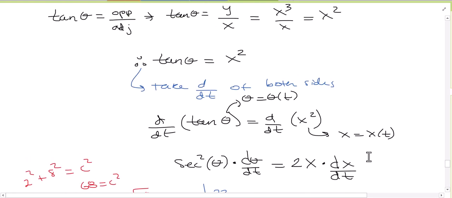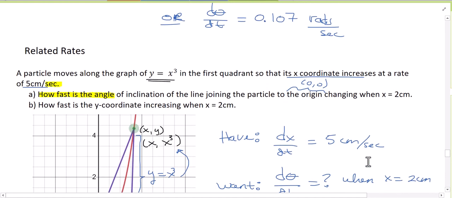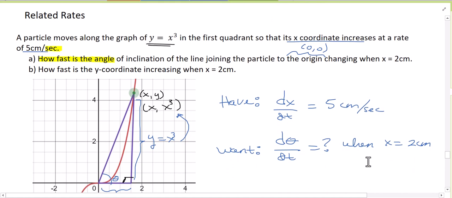What was part B asking you to do? So we're still looking at this problem. A particle moves along the graph of y equals x cubed in the first quadrant, so that its x coordinate increases at a rate of 5 centimeters per second. Alright, we got that. Part B: how fast is the y coordinate increasing when x is 2 centimeters? So part A was asking us about the angle of inclination. Now we're saying, okay, if the x coordinate is changing at 5 centimeters per second, how fast is the y coordinate changing? So let's set up.